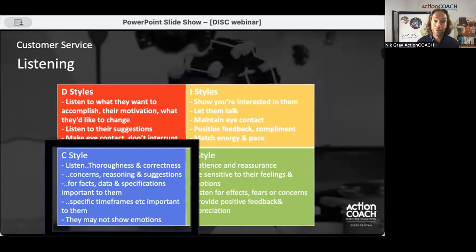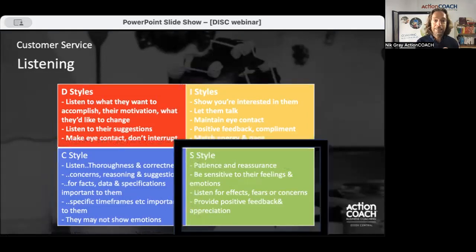Listen out for their concerns, their reasoning, and their suggestions, or for facts and data that's specific, things that are important to them. Listen out for those things, jot a note, and then repeat back to them, and use that in your solution as well. S's, be patient. Reassure them that you're there to help them. You're going to be there with them to get through this together. Be sensitive to their feelings, their emotion. Listen for what impacts them, their fears and their concern, and give them positive feedback and appreciation.